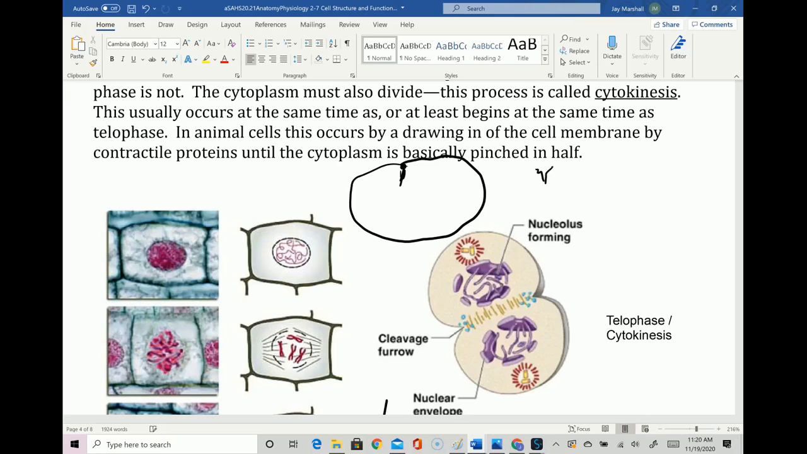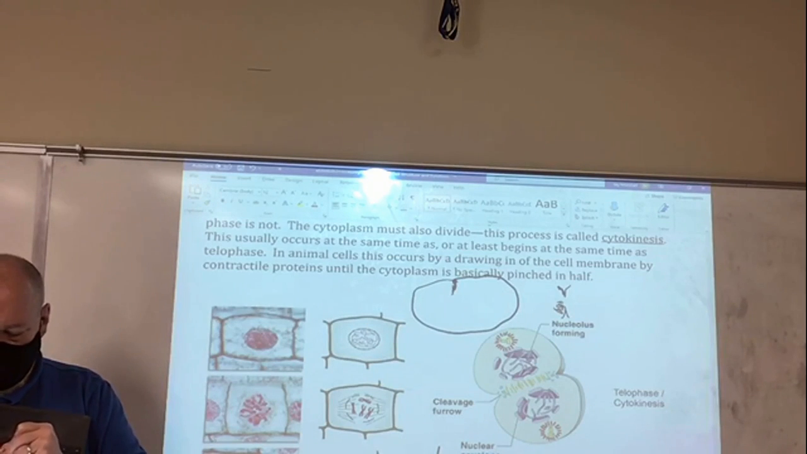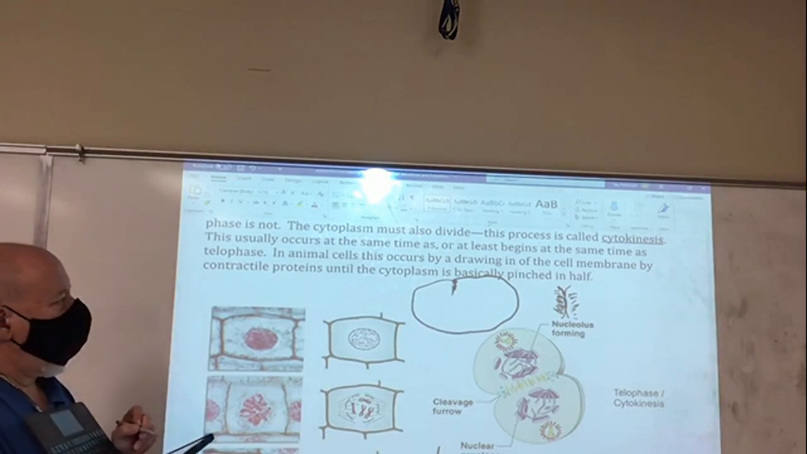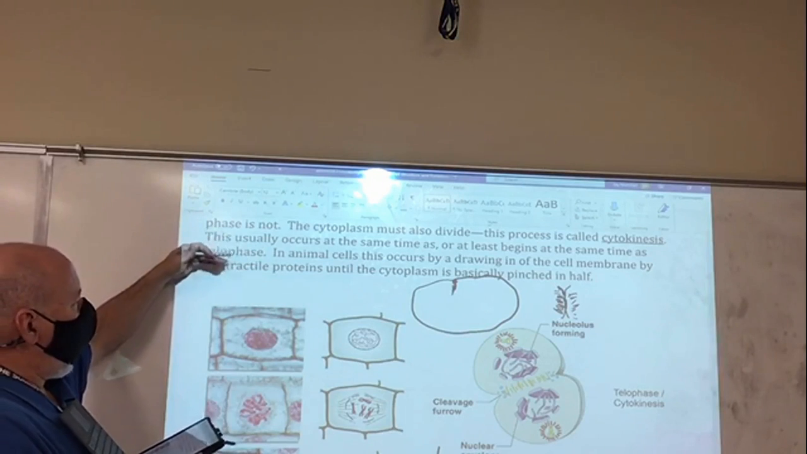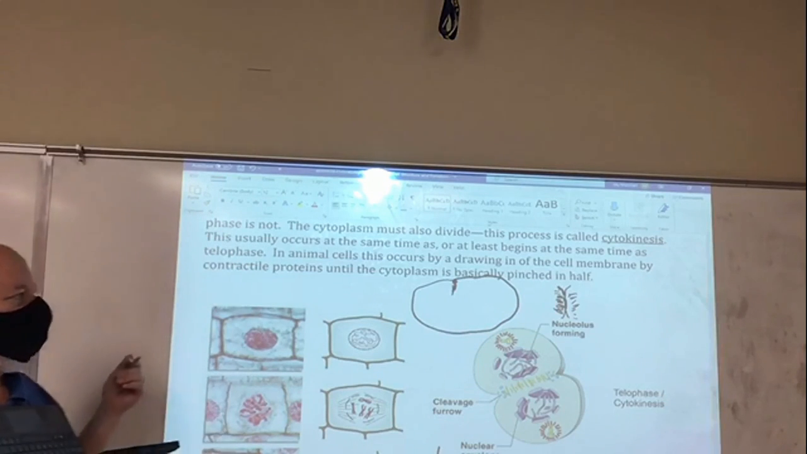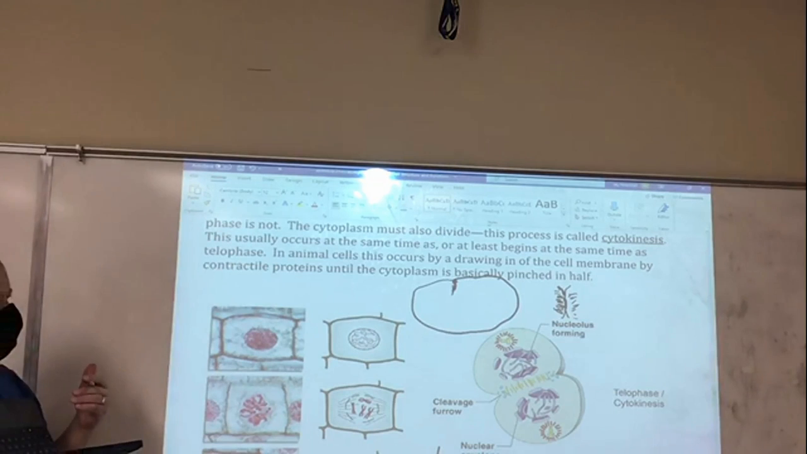So I get a pinch of cytoplasm at both sides here as these contractile proteins pull the cell membrane towards one side or the other. They start to pull on the cell membrane here, and it starts to pinch off like this, and I get two cells eventually that are separated in that way. Okay? So in animal cells, this occurs by drawing in the cell membrane by contractile proteins until the cytoplasm is basically pinched in half.